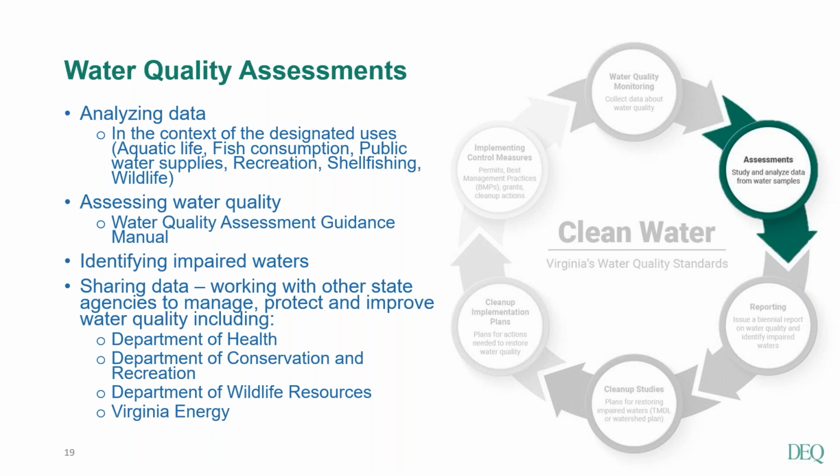DEQ outlines its methods for assessing waters and consistently classifying impaired waters in a water quality assessment guidance manual. The Virginia Department of Health and some of these other institutions we have listed here, such as Virginia Energy and the Department of Wildlife Resources, have also used monitoring data collected by DEQ.